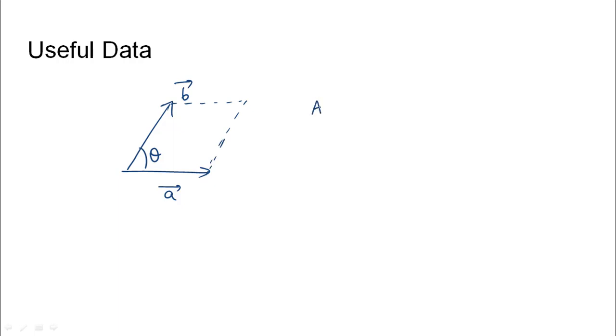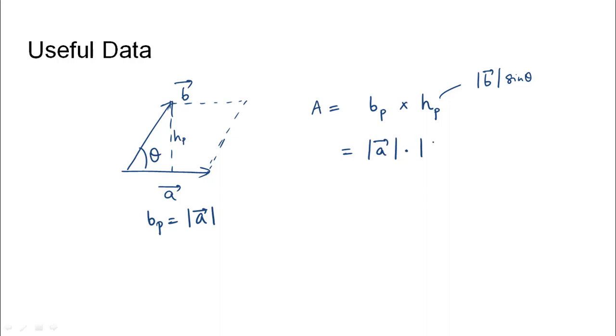So if we want to find the area of this parallelogram, that would be equal to the base of the parallelogram into the height of the parallelogram. Here we can see that the base will be equal to the magnitude of A vector, and the height would be equal to this line. So HP would be equal to the modulus of B vector into sine of theta, as this is the vertical component of the B vector. So base is modulus of A vector and the height is modulus of B vector into sine theta.